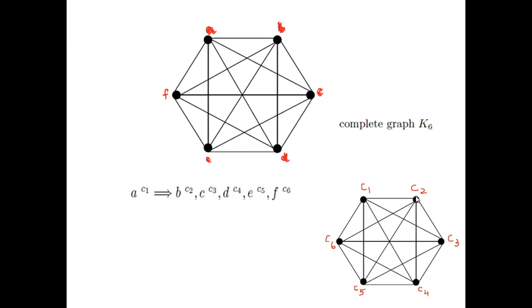See, C1, C2, C3, C4. Sorry, this C1, C2, etc. represents the colors, 6 colors. Not the vertex names, the color names. So C1, C2, C3, C4, C5, C6. So the chromatic number of this complete graph is 6.